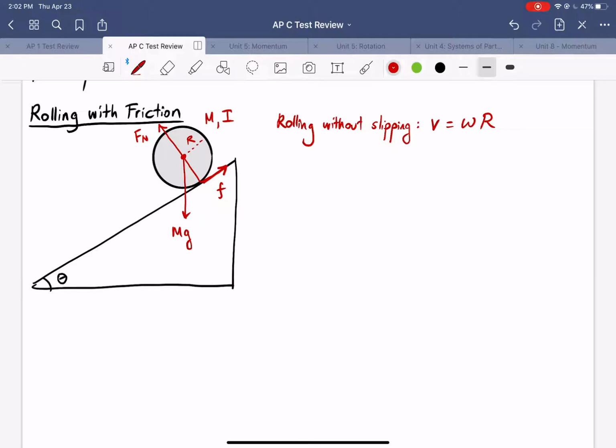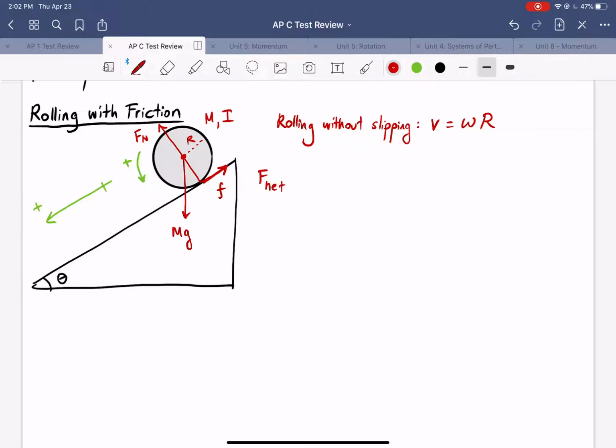First of all, let me define a coordinate axis here. I'm going to make this my x-axis. I'm going to measure the acceleration with downhill being in the positive direction. And to be consistent with rotation, I will make rotation in this direction positive. All right, so now I can start writing equations.